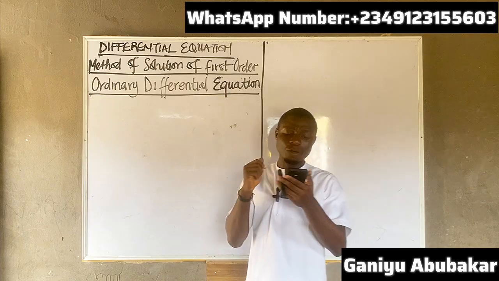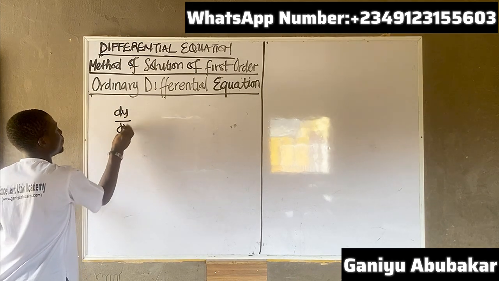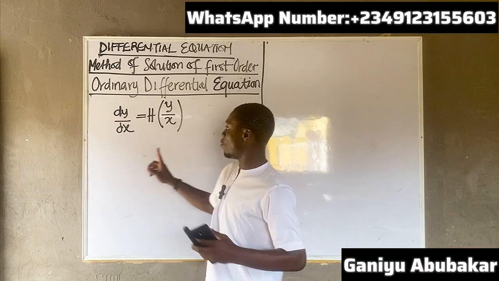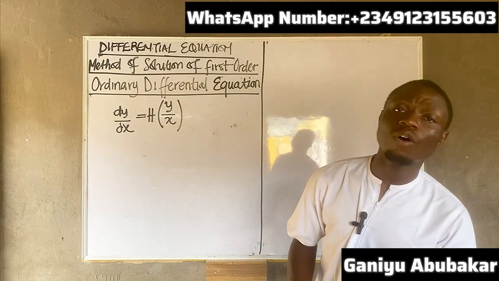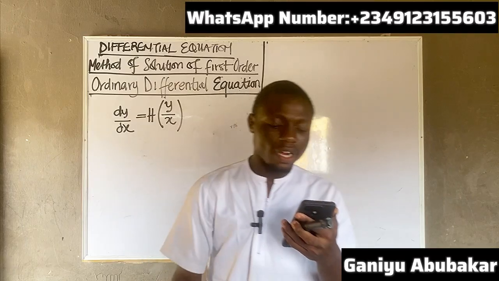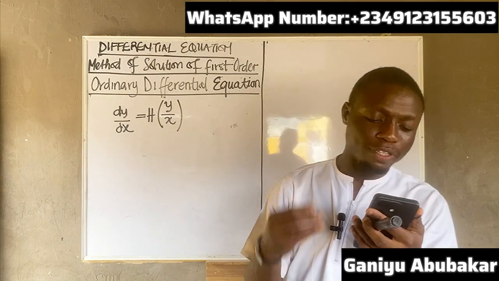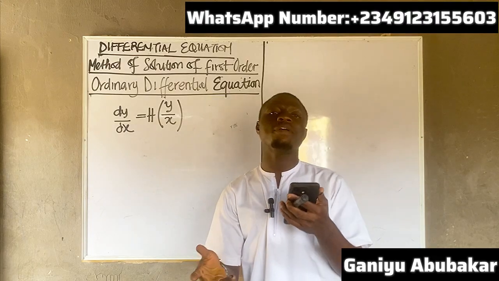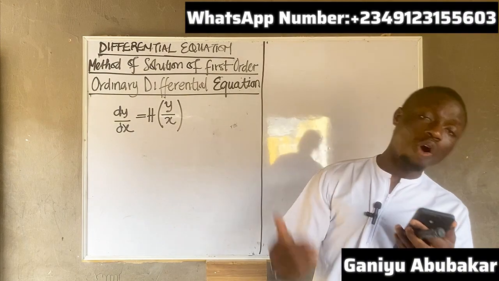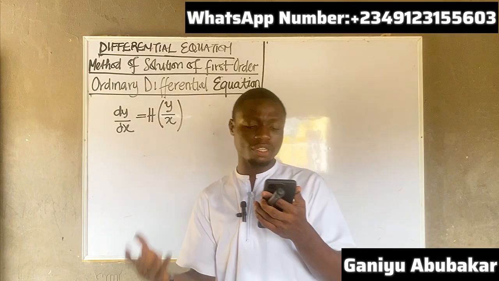So copy down please. A differential equation of the form this here is a first order homogeneous equation, that is, the sum of the powers of x and y in each term are equal.